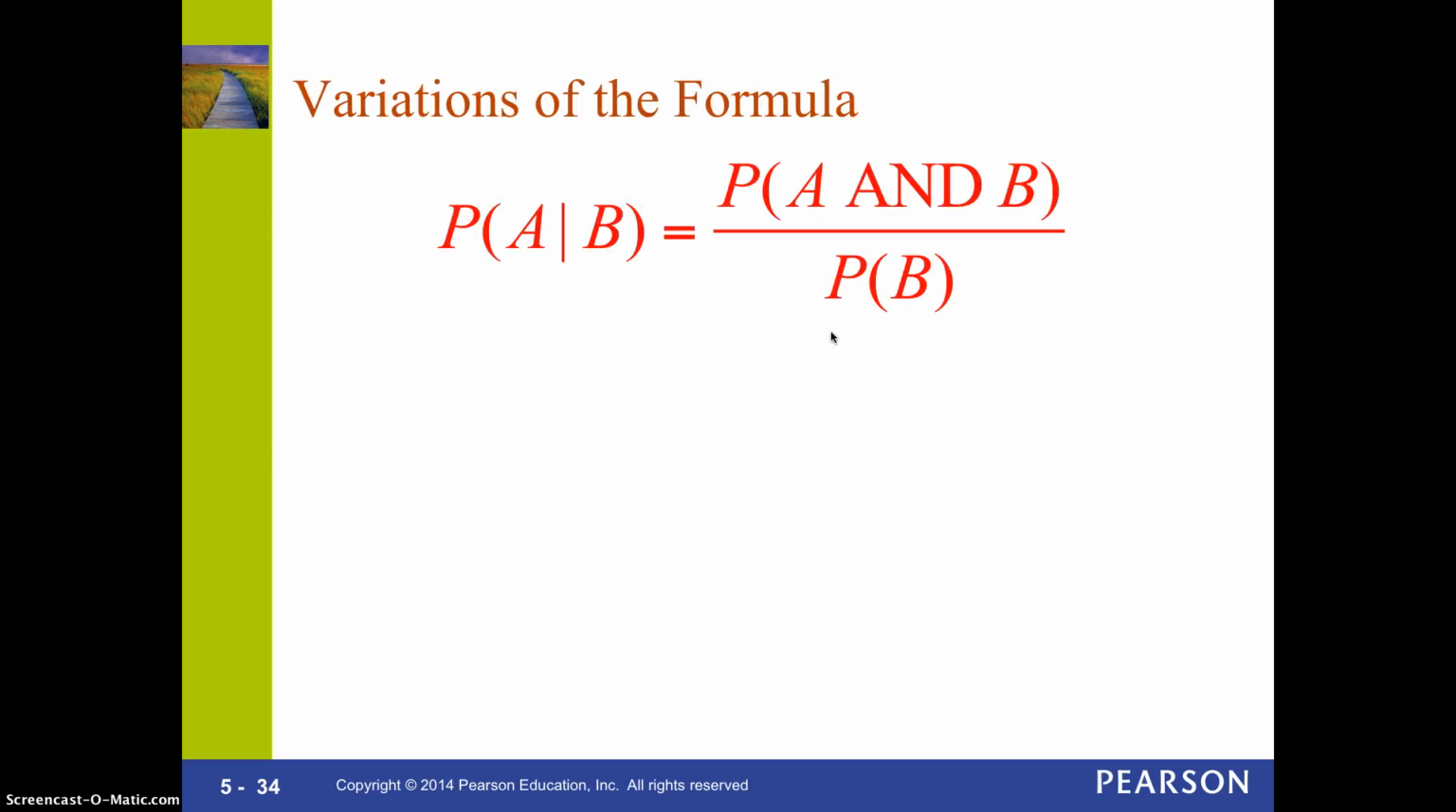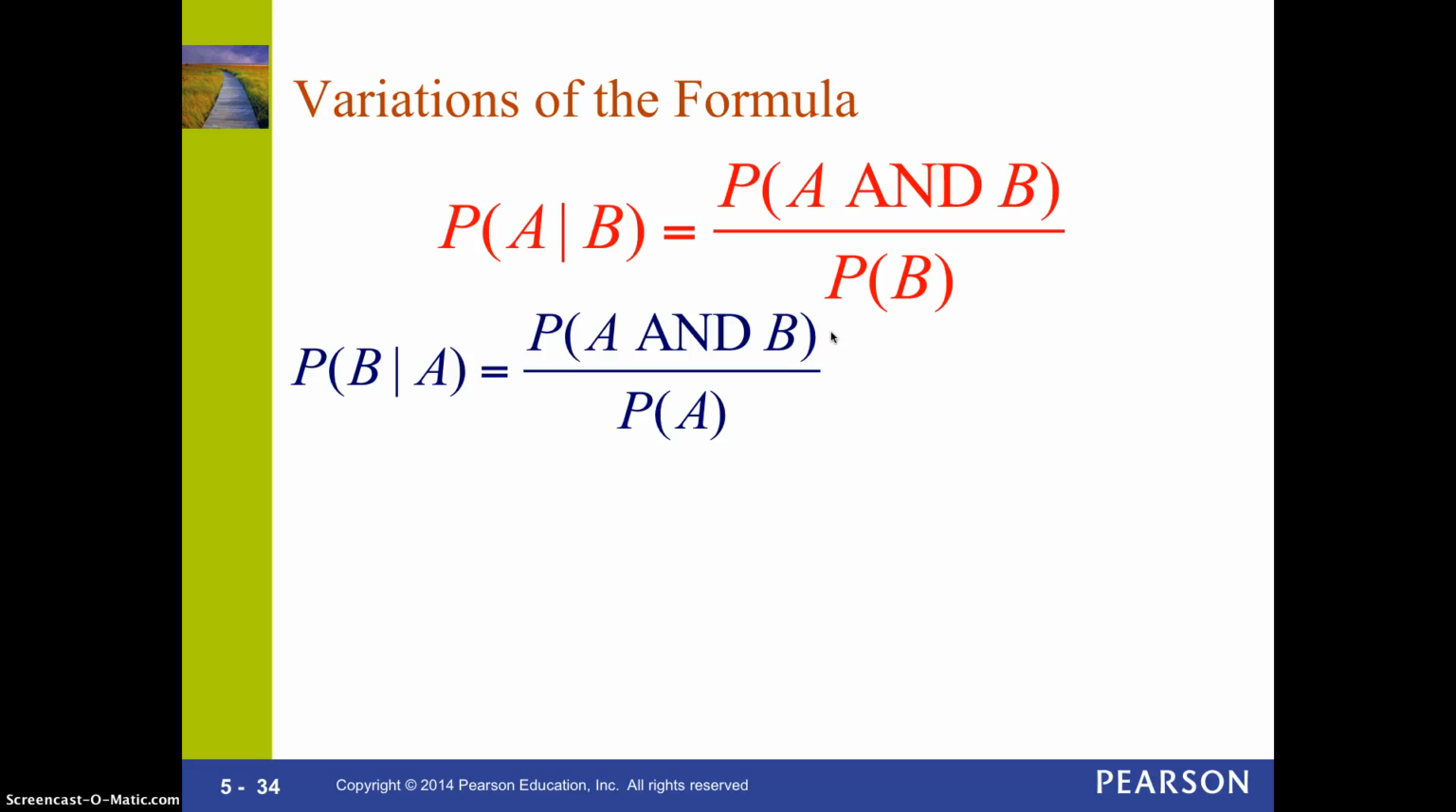We can take this formula and rearrange it, so there's like 4 different ways you can write it. I could also say the probability of B given A is equal to the probability of A and B divided by now the probability of A. Your denominator is always going to be the given part. You notice the numerator is the same in both of these statements, and I showed you that when we had the bus given the females and the females given the bus.